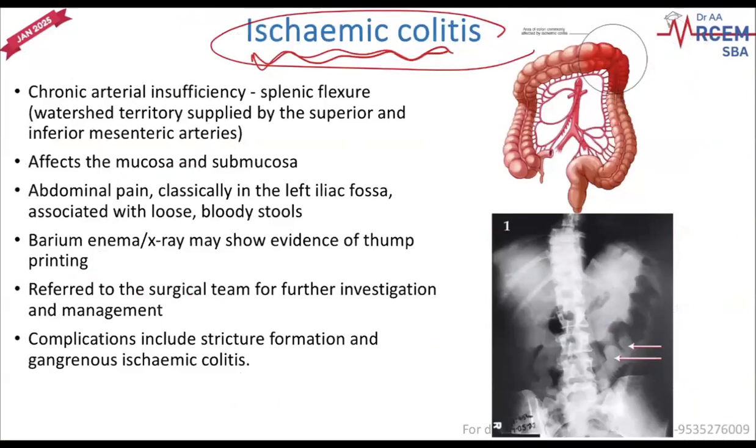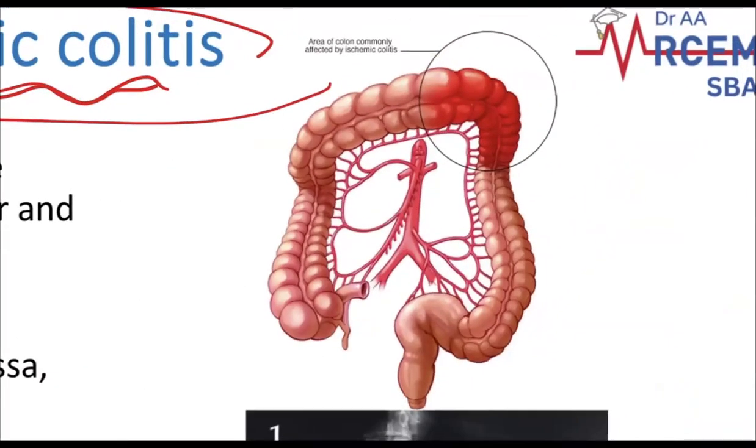Contrary to what you have learned in mesenteric infarction, there is a differentiating factor with ischemic colitis. Ischemic colitis occurs where there is chronic arterial insufficiency. Remember that this is chronic, that was acute. Most of the time, this is seen in watershed territories. What are watershed territories? When an area is supplied by two different arteries. For example, this area you're seeing is known as the splenic flexure.